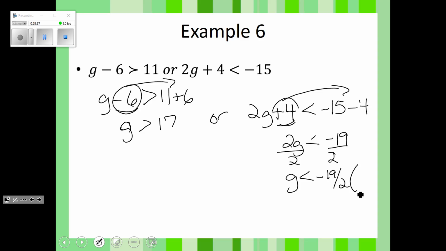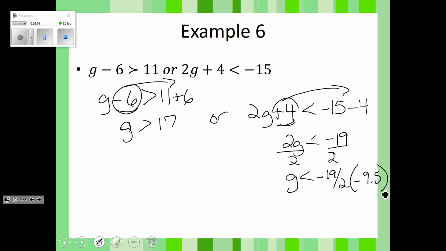What's negative 19 over 2? Make it a decimal, negative 9.5. So we need to go all the way from negative 9.5 all the way to 17. Okay, any questions about that? Thumbs up if you got it.